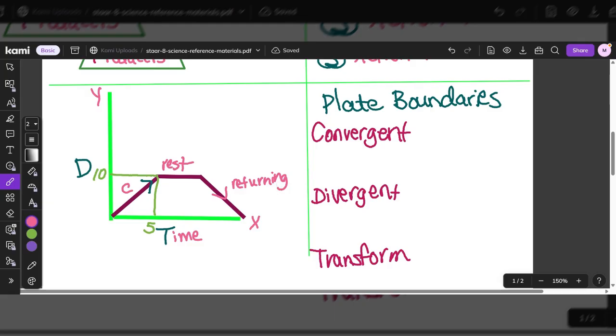The reason why I put the numbers 10 and 5, so let's say this is 5 seconds and this is 10 meters. We go back to, if we want to solve for speed, speed equals distance over time. That means that the distance was 10 and the time at this specific point was 5. 10 divided by 5 is 2 meters per second.